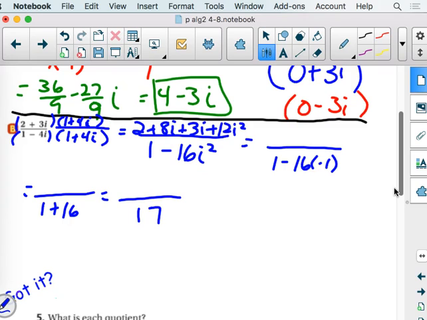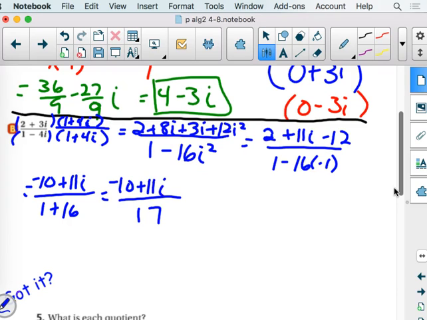And hopefully again, as soon as you see i squared, you go, oh, that's negative 1. So this will really be 2 plus 11i minus 12. Well, now I can put the 2 minus 12 together. So that'll be negative 10 plus 11i. And keep going. And now I want to see if that can be reduced.